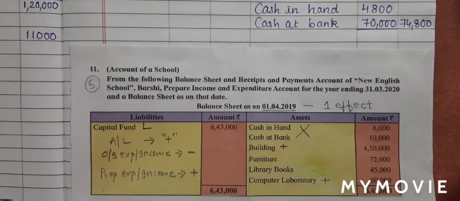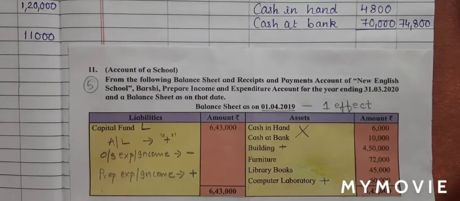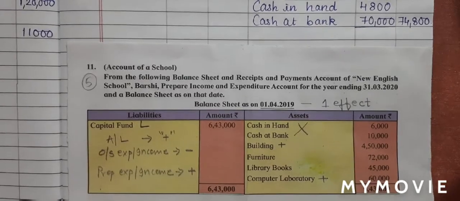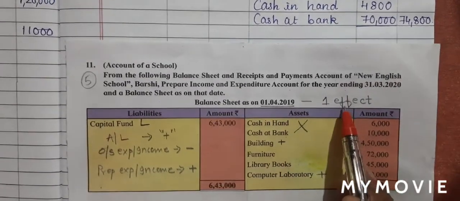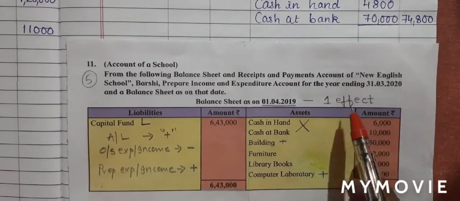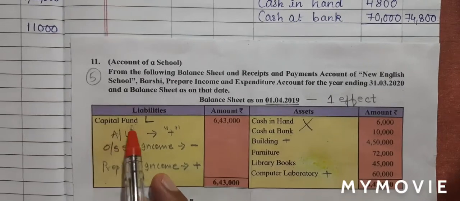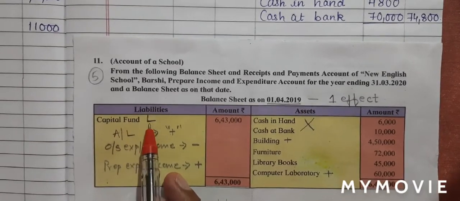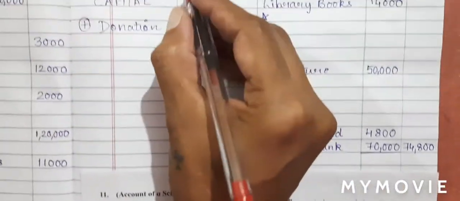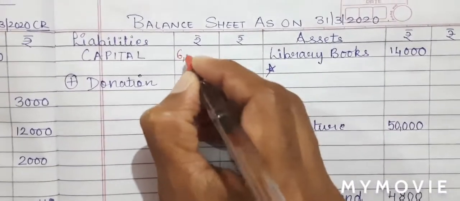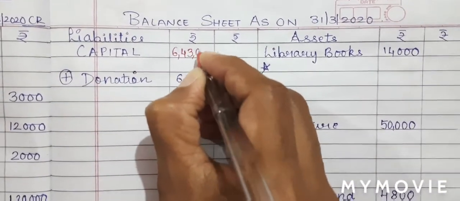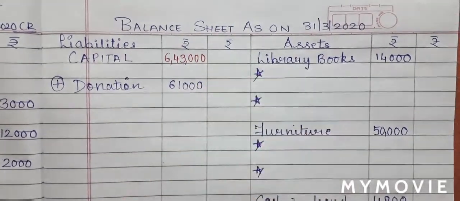We will now begin with step number 4. But in step number 4, we will first begin with balance sheet. Remember, students, balance sheet has only one effect, so we have to write it only once. So let's begin. Capital fund, which will be written on the liability side. So on the liability side, I have already written capital. I'll just write the amount 6,43,000 in the inner column.